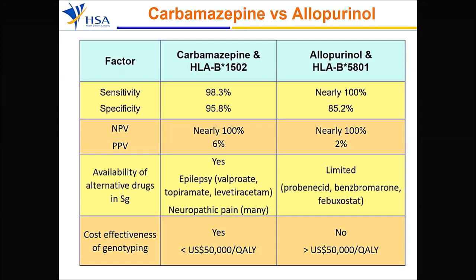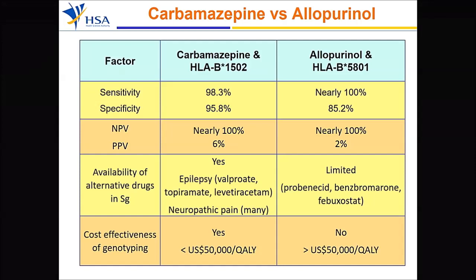Probenecid and benzbromarone are second-line drugs. Our randomized controlled trials show that probenecid does not have quite the efficacy of allopurinol, and also both of these drugs, probenecid and benzbromarone, are contraindicated for people with renal impairment. And there's actually quite a sizable proportion of people with chronic gout that have renal impairment. So if they're positive for 5801, they can't be given this drug.